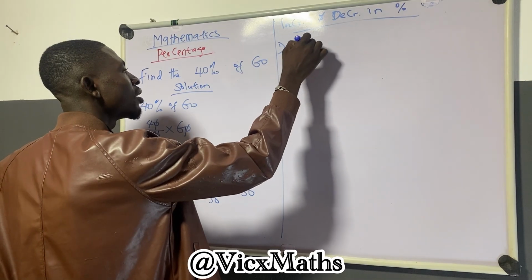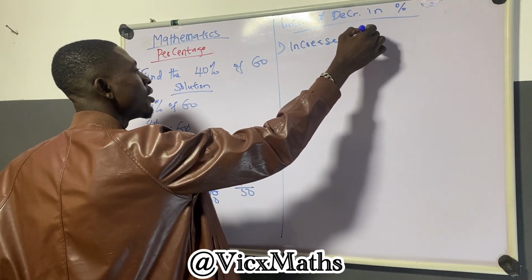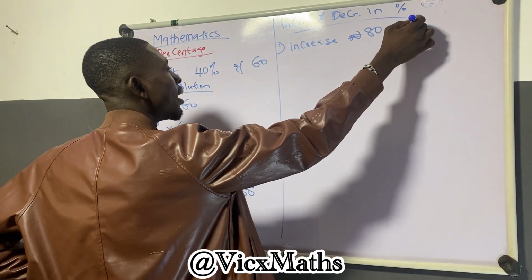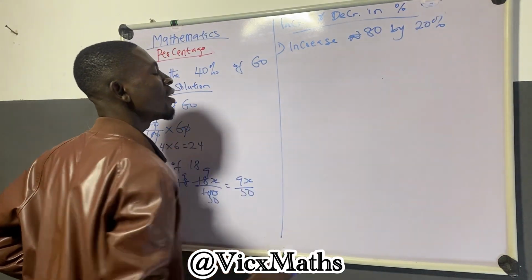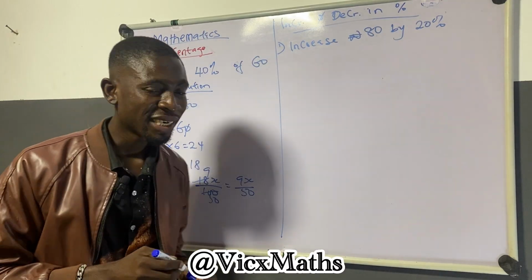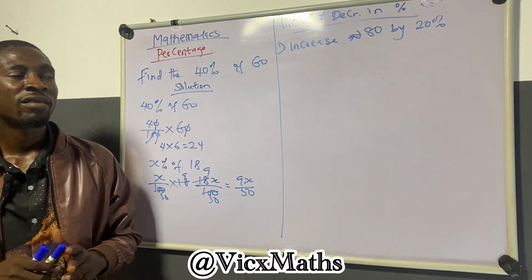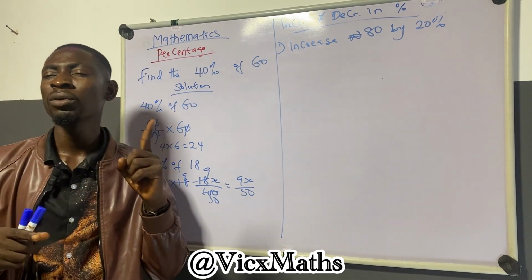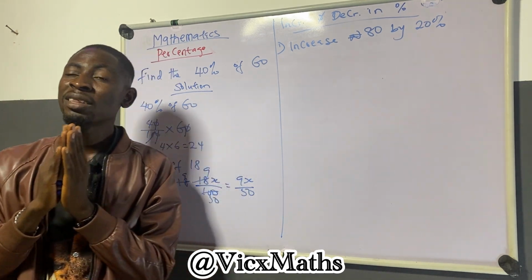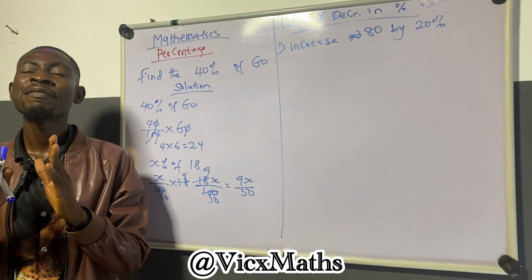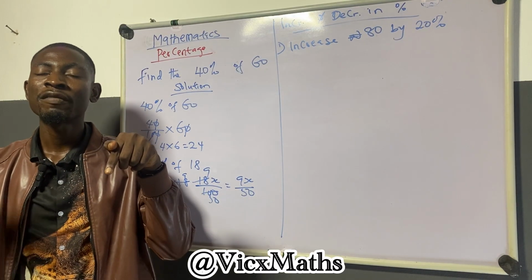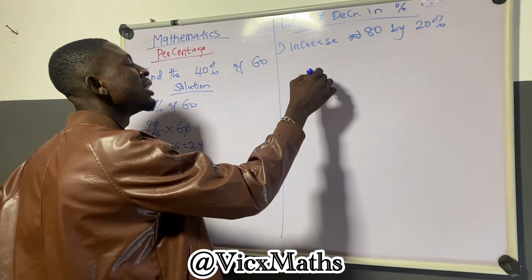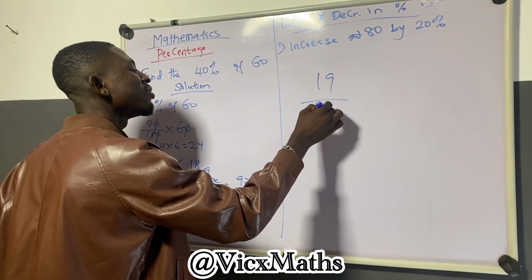They say increase 80 naira by 20%. Very simple. If they give you decrease, listen, very interesting question. If they give you a decrease of any number, a complete percentage, remember a complete fraction is 1. A proper fraction, which is not a mixed number or improper fraction, is actually less than 1.